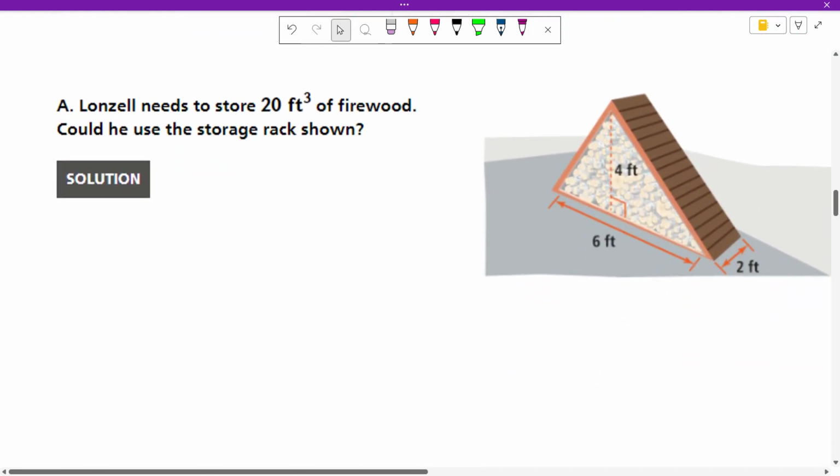So look, what is this shape? What is it called? A triangular prism. It's a prism. What's my base? The 6 times 2 or the 6 and the 4? No. 6 and 4. It's the triangle. It's the shape that's not a rectangle. Okay? So the volume equals the area of the base times the height.